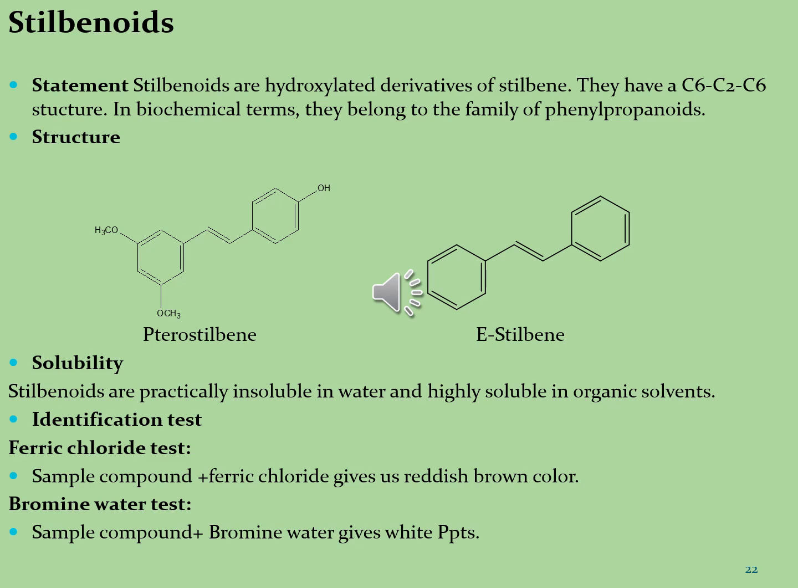Stilbenoids are hydroxylated derivatives of stilbenes. They have C6-C2-C6 structures. In biochemical terms, they belong to the family of phenylpropanoids. Dear students, you can see here two important phytoconstituents that fall in the category of stilbenoids, and these phytoconstituents are pterostilbene and stilbene. Now we discuss their sources and uses.